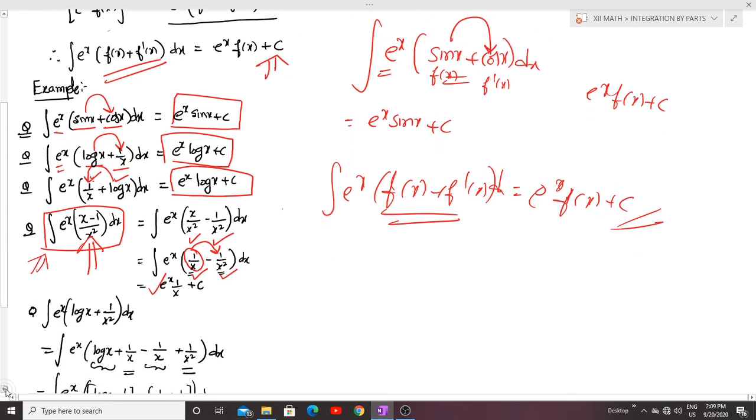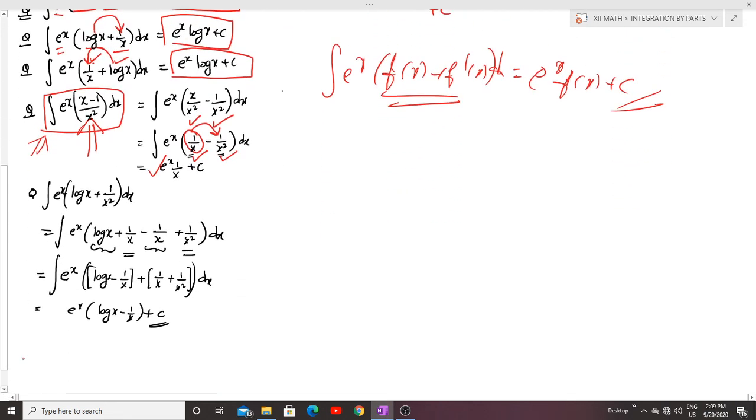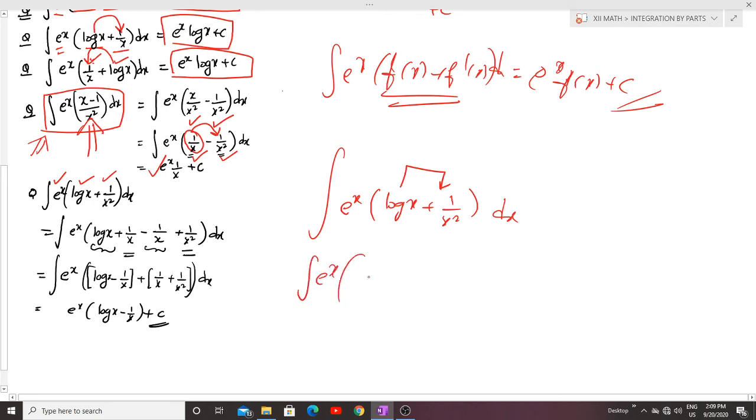Okay, one more is there. See, look here. It is e power x into log x plus 1 by x square. What is the question? Look here. This is the question. Actually, we needed the derivative of log x here, but 1 by x square is not the derivative of log x. For this, what I do: e power x into log x, what is the derivative of log x? Add it, plus 1 by x.